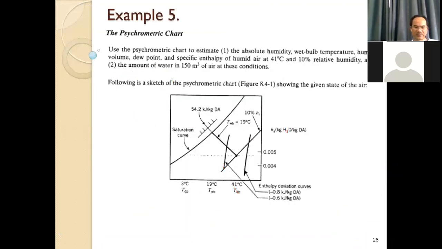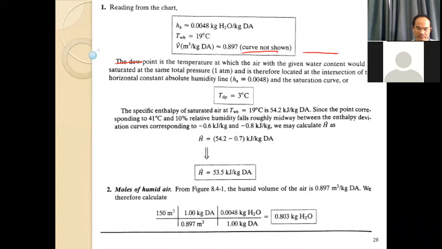You can calculate absolute humidity, wet bulb temperature, humid volume, dew point, specific enthalpy. Okay, the last question: calculate the amount of water for dry air. This I show you already, the humid.